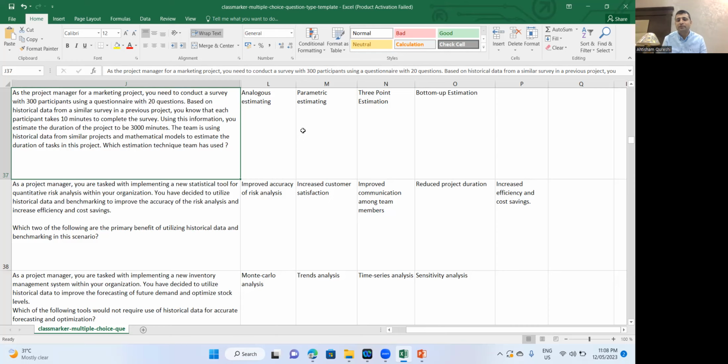Please explain bottom-up estimation also. Bottom-up estimation is this: if you recall your work breakdown structure, at the bottom of it you have work packages, and let's say you have activities also in your plan. So what you do is estimate the activities first, then add all the activities up to the work package level, and then estimate the cost of the work package.